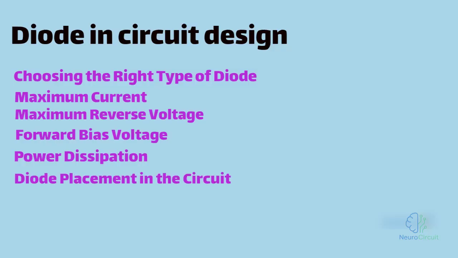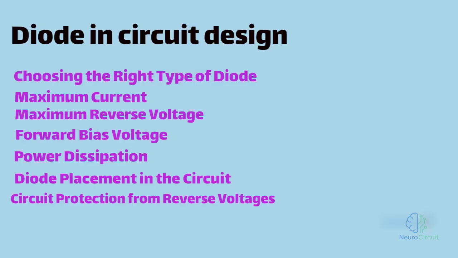Diode placement in the circuit. Place the diode correctly in terms of polarity in the circuit. Incorrect placement can cause the circuit to malfunction. Circuit protection from reverse voltage. If there's a risk of the circuit being exposed to reverse voltage, use protective diodes to prevent damage. For instance, use a Schottky diode or a Zener diode for protection.